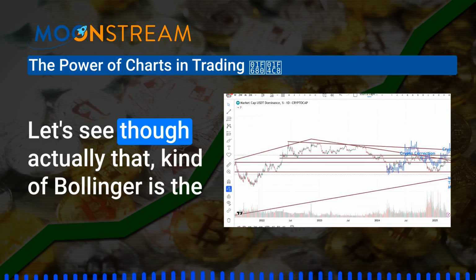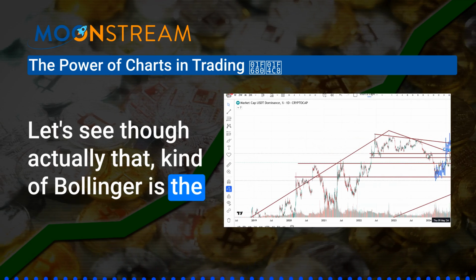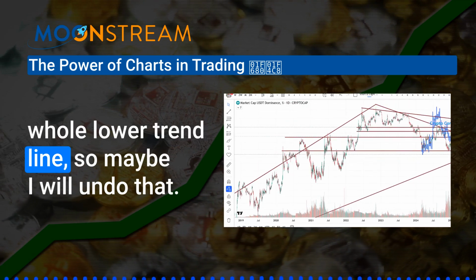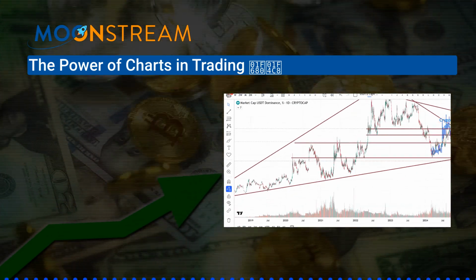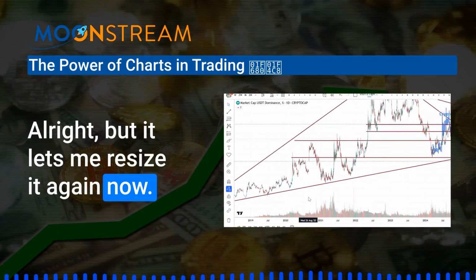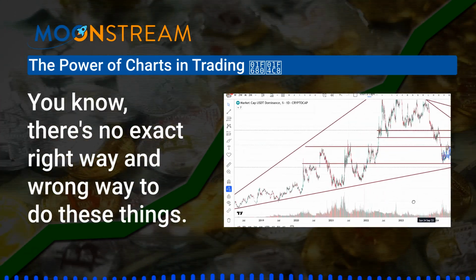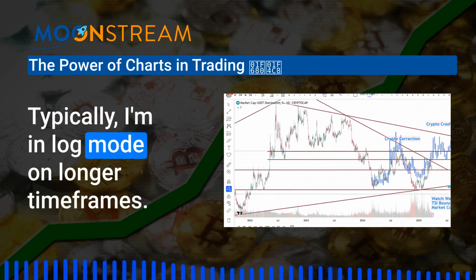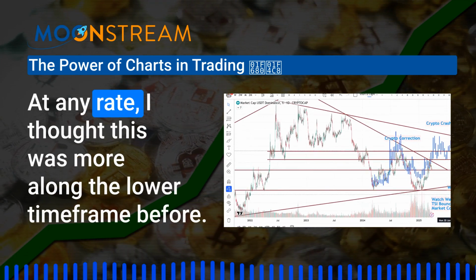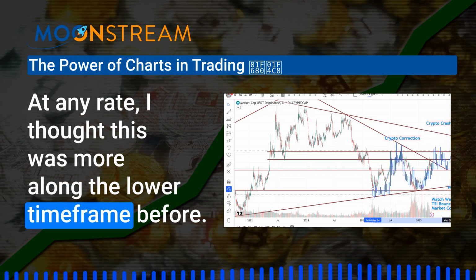Let's see though. Actually, that kind of bejiggers the whole lower trend line. So maybe I will undo that. All right, but it lets me resize it again now. Okay, so I take that back. And not in log mode. There's no exact right way and wrong way to do these things. Typically, I'm in log mode on longer time frames. At any rate, I thought this was more along the lower time frame before.